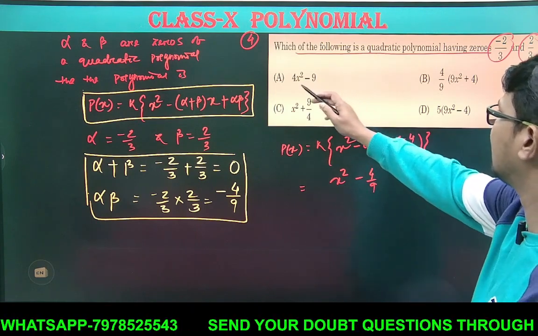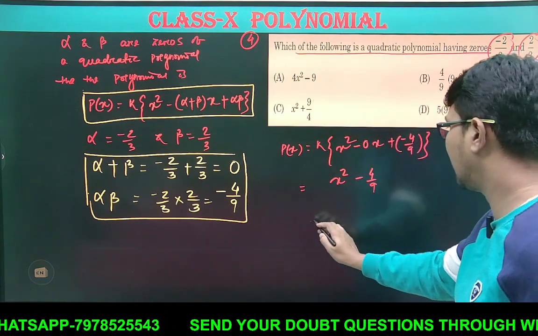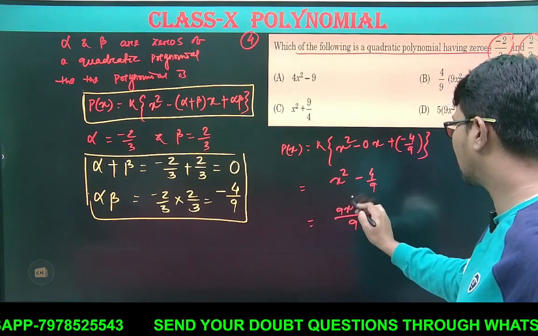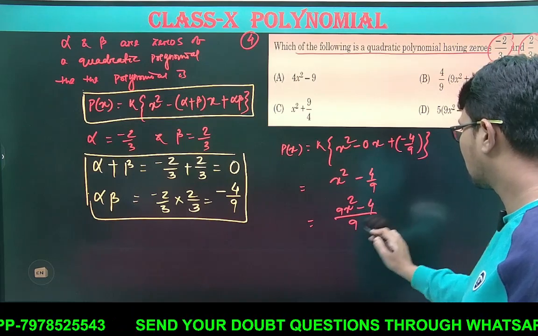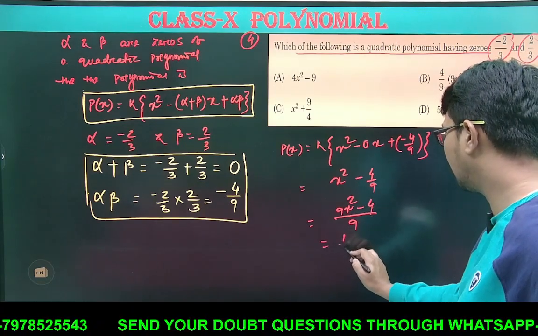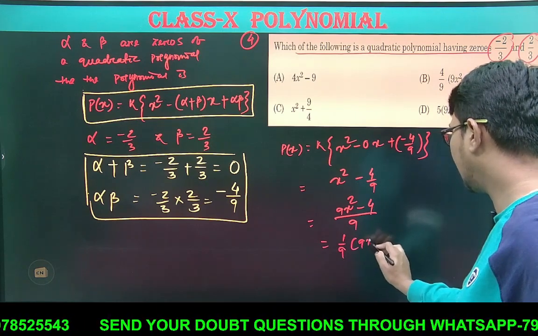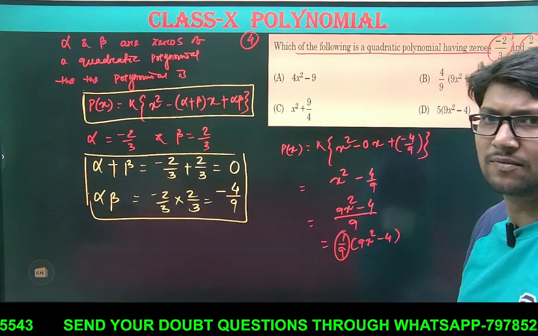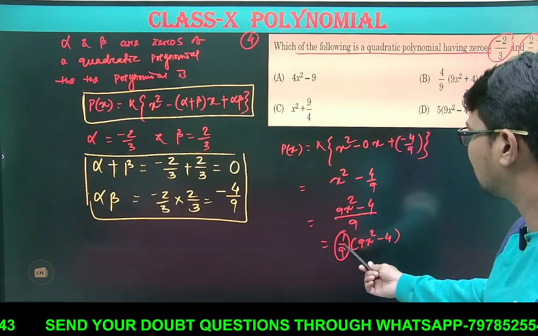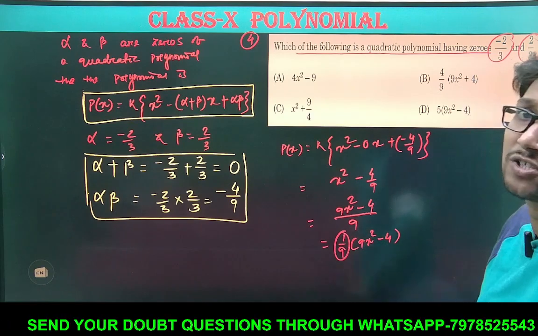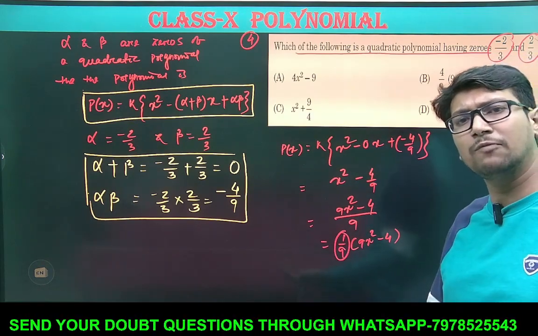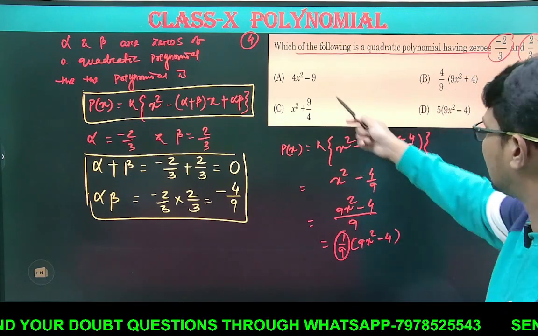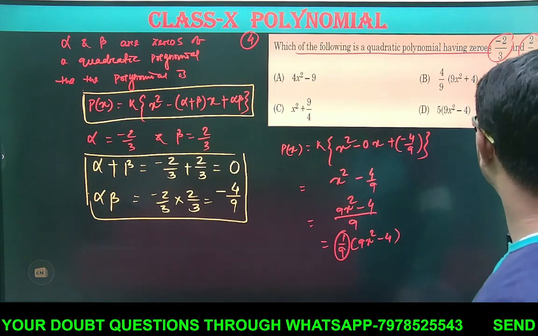So now you can see it is not matching. Hence what we have to do, we have to take the LCM as 9, and this will become 9x square minus 4. So this equals 1 by 9 into 9x square minus 4. Now this 1 by 9 is what? K itself, on which the polynomial does not depend. If we write it, okay, if we do not write it also okay.